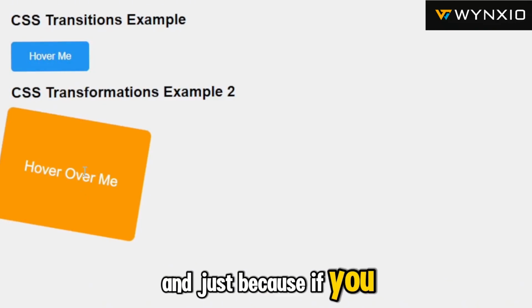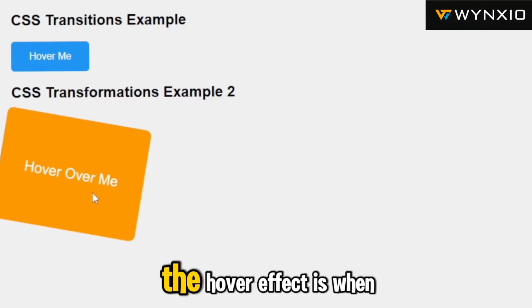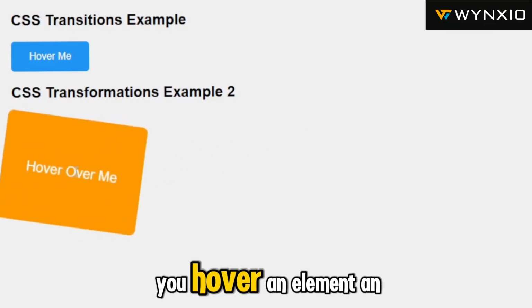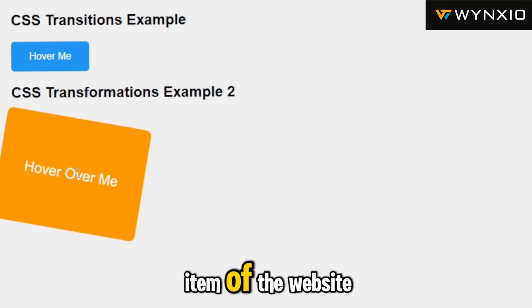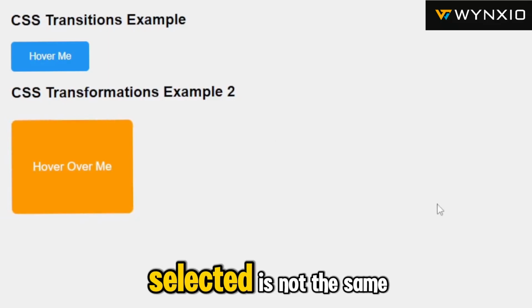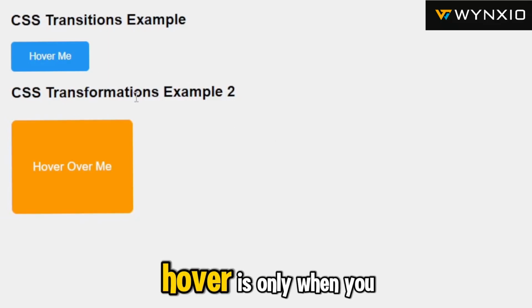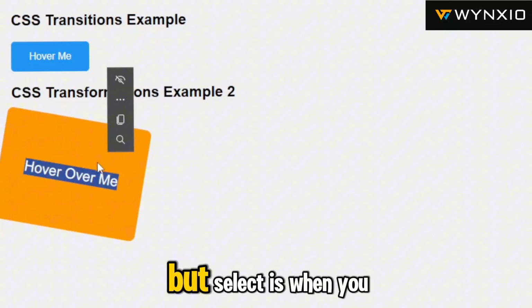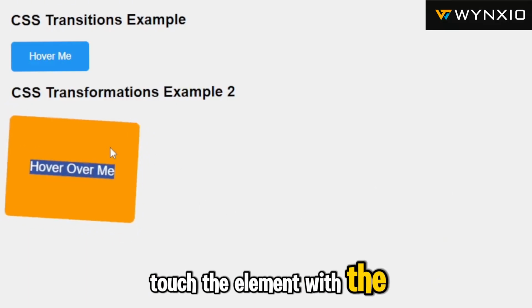And just in case you don't know, the hover effect is when you hover over an element, an item of the website, with the mouse. Don't confuse it with selecting. Selected is not the same as hover. Hover is only when you pass the mouse over the element, but select is when you click the element with the mouse.